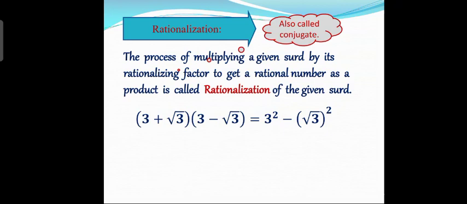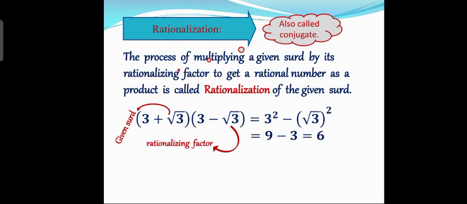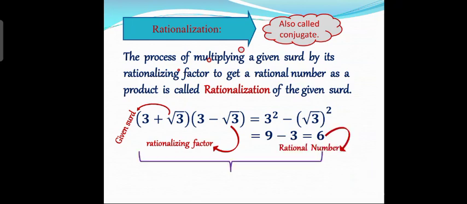And we have learned this example too. 3 plus square root of 3 multiplied by 3 minus square root of 3. Both are the difference of terms. After simplification we get 3 square minus square root of 3 square, and here 3 plus square root of 3 is the given surd, and 3 minus square root of 3 is the conjugate or rationalizing factor. After simplification we get 6, that is a rational number. 6 is the rational number, and this overall process is called rationalizing.